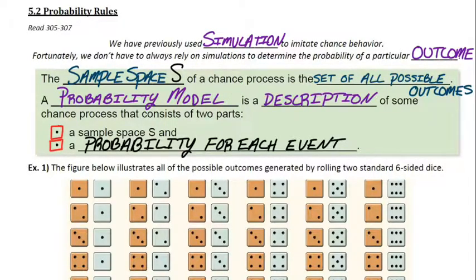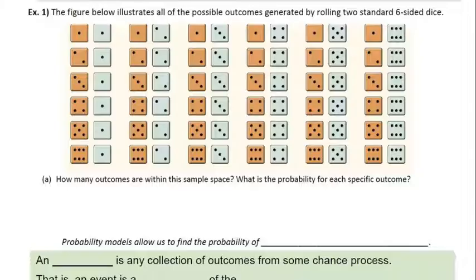So the first example talks about rolling two dice, and mine's in color, so I have looks like an orange and then there's a light blue color here. How many outcomes are possible within this sample space? So if you roll two dice, what are the total number of possible outcomes? And this is actually 6 by 6 here, so there's 36 possible outcomes in the sample space. So 36 different outcomes for S.